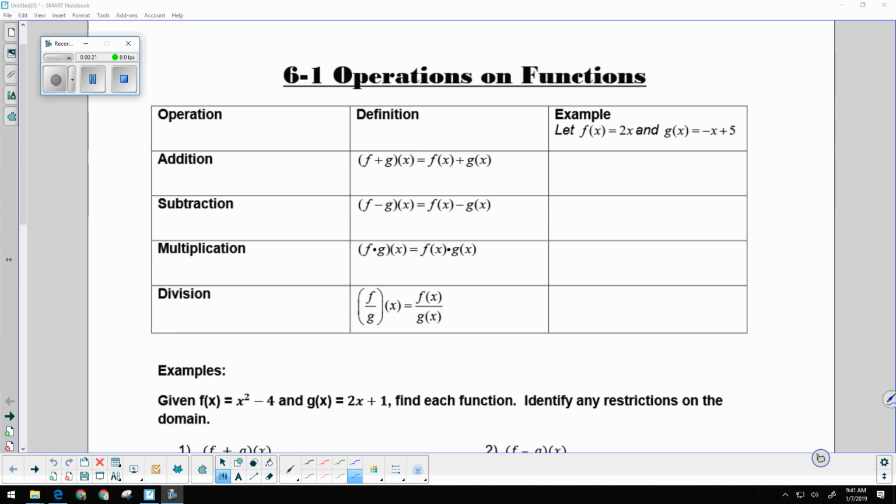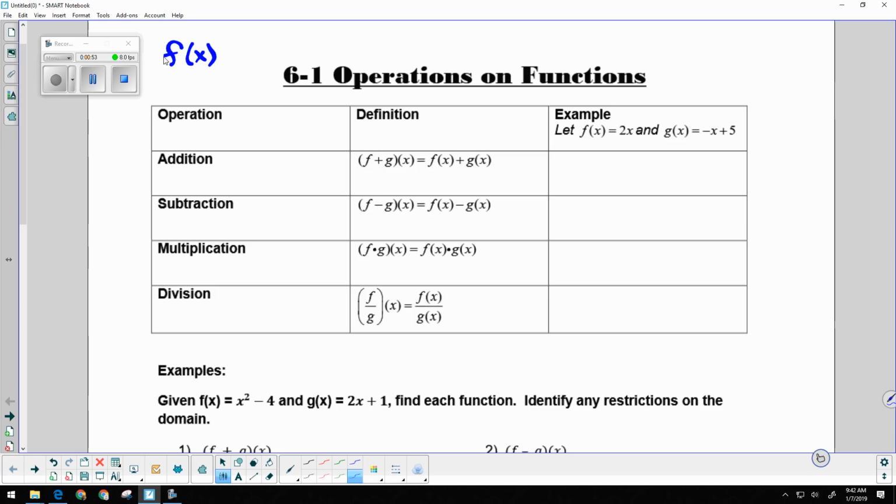So, for example, f of x, remember, is not f times x. The input, or the domain, is what you see inside the parentheses, or in other words, it's what you plug in to the equation. Okay, so continuing on, we have four operations here: addition, subtraction, multiplication, and division. Under the definition column, you have just the function notation look at all four operations.